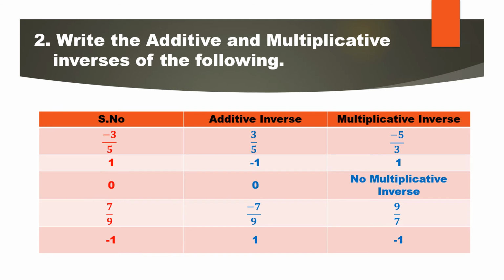Next, 7 by 9. You should write just the opposite symbol to get the additive inverse, and the reciprocal with the same symbol for the multiplicative inverse. Next, for minus 1, the additive inverse will be plus 1, and the multiplicative inverse is 1 by minus 1, which means just minus 1. Minus 1 is your multiplicative inverse. Clear? So let us go to the next question.